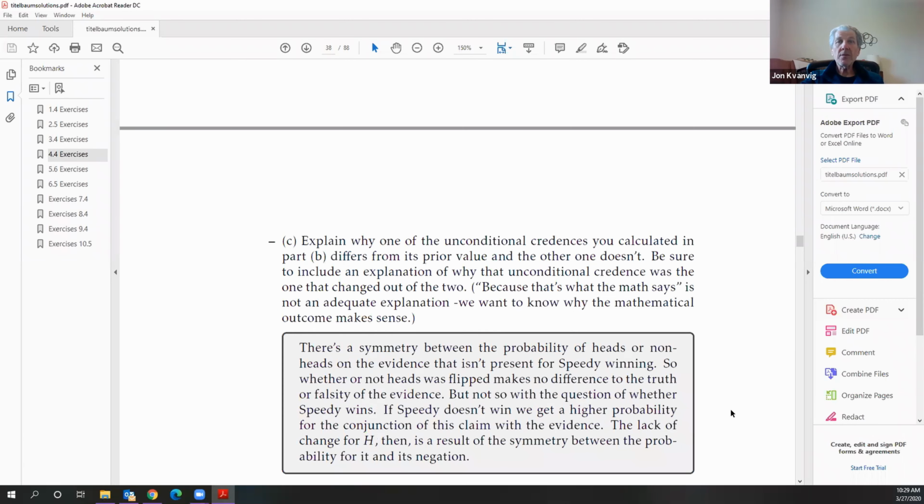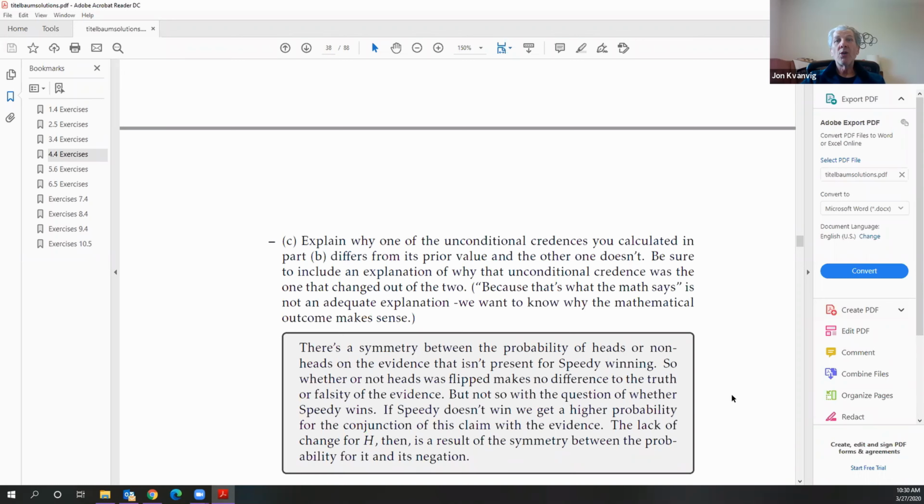Why? And we're not supposed to say, because that's what the math says. All right, the reason is this. The probability of heads is a very special case where the probability of heads is the same as the probability of not heads. You get a symmetry there that happens at only one particular value for a probability. In cases where the probabilities aren't the same, as in the speedy winning case, you have an asymmetry between the probability of S and the probability of not S, and for any other proposition you might want to pick. If the probability isn't exactly 1/2, you get different ones.